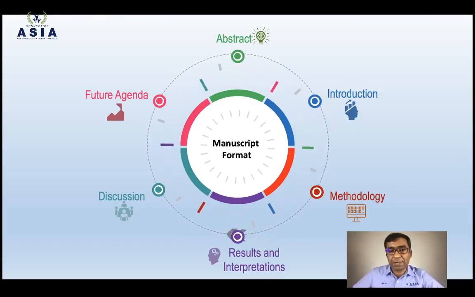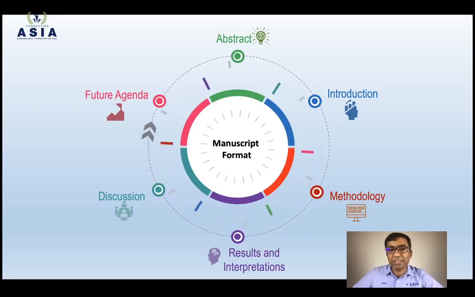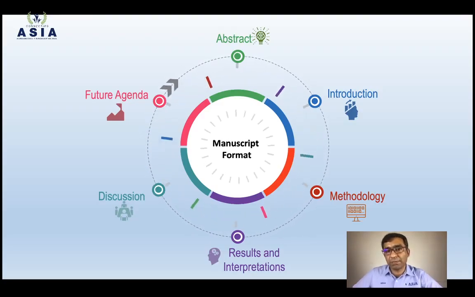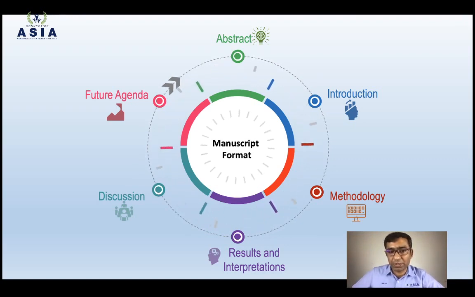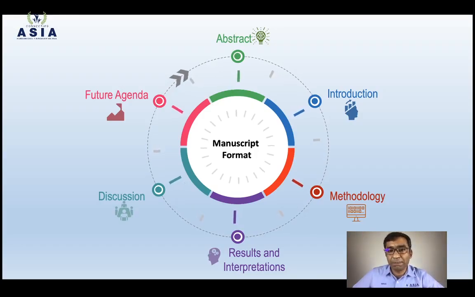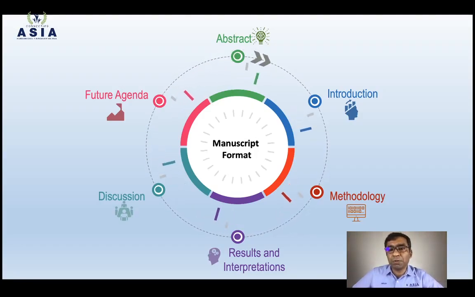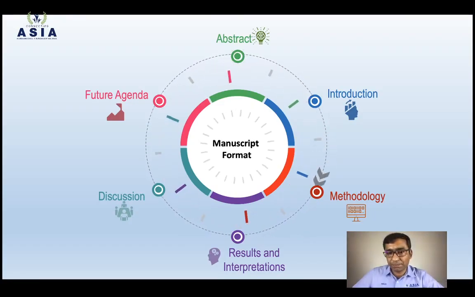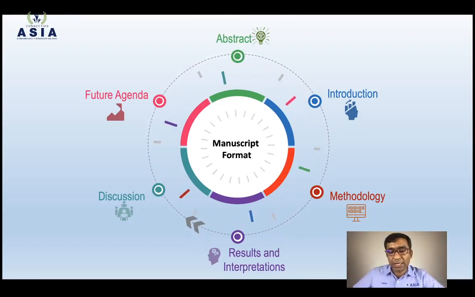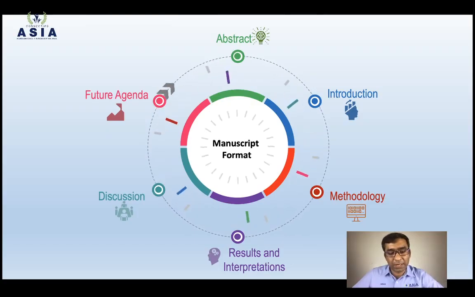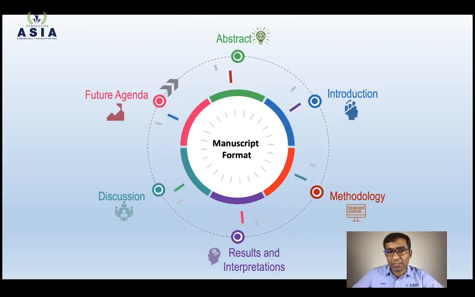Now, writing an abstract is very important, but this is the last step of your research. So I will tell you in the next session or the next workshop how we can write an abstract for a systematic literature review. But today my focus would be more on writing the introduction, writing the methodology, and if I get some time, I will tell you how to write results and interpretation.